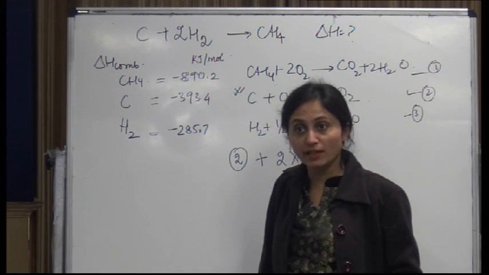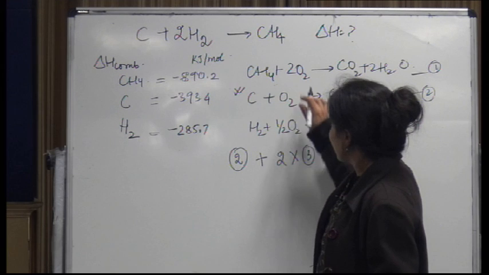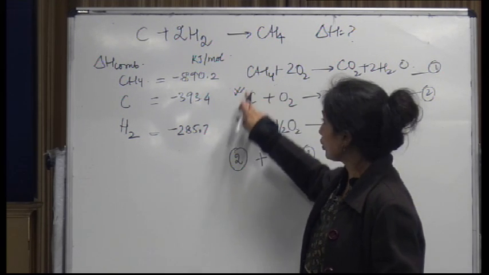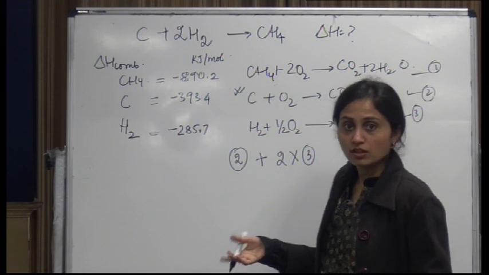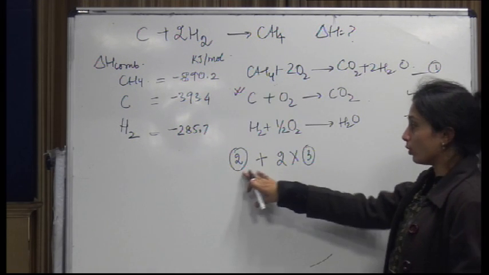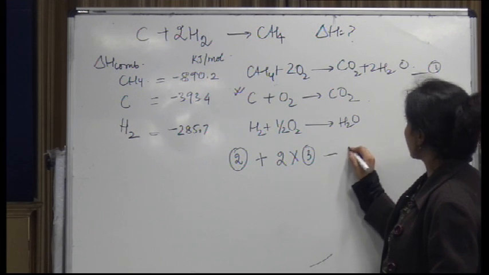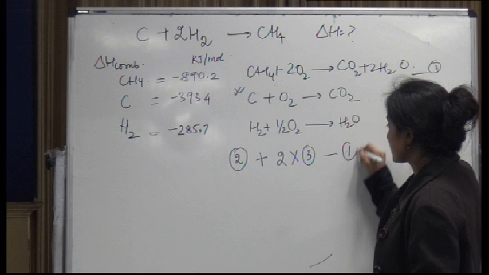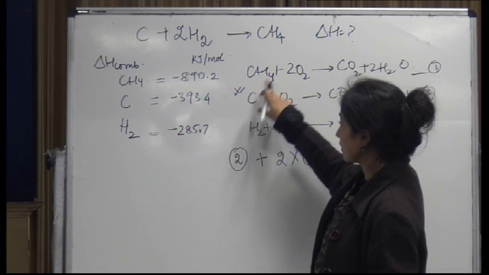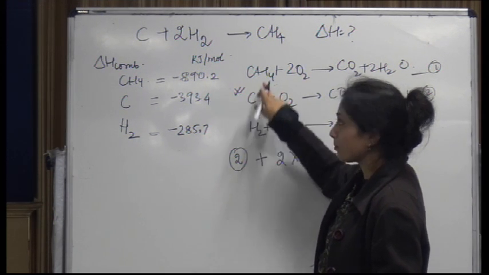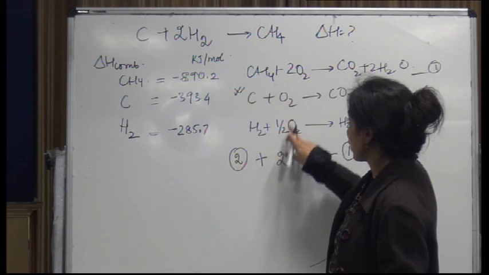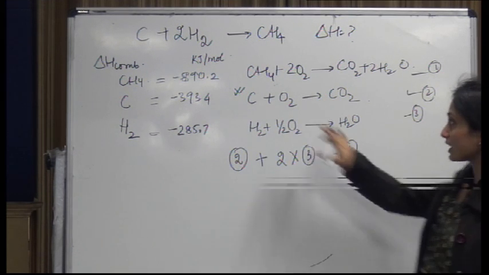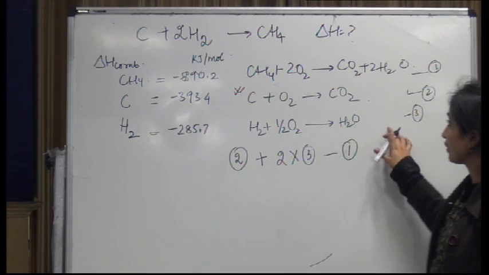Or the simpler way out is, you need CH4 on the right hand side. Presently it's on the left. So you subtract this equation from the rest. So equation 2 plus 2 into 3 minus equation number 1. So that minus 1 will give you C plus 2H2 minus CH4, because your 2O2 and 2O2 will cancel out each other. So then you will have C plus 2H2 minus CH4 is going to give you 0.